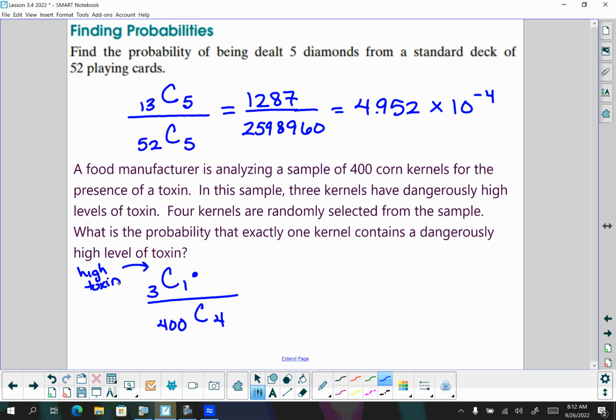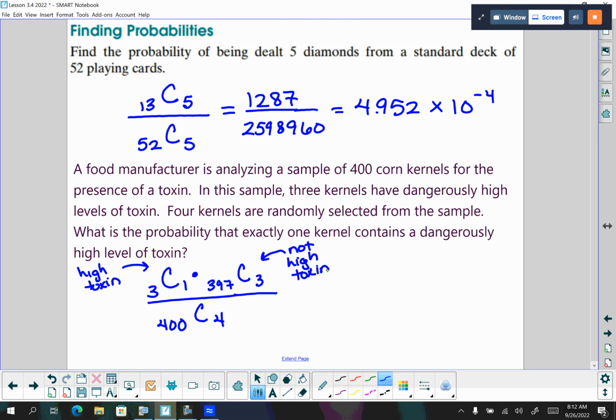So if 3 have the high level of toxin, how many do not? Out of the 400, it's got to be 397. Everybody else. And out of those, we're choosing 3 that don't have a high level of toxin.